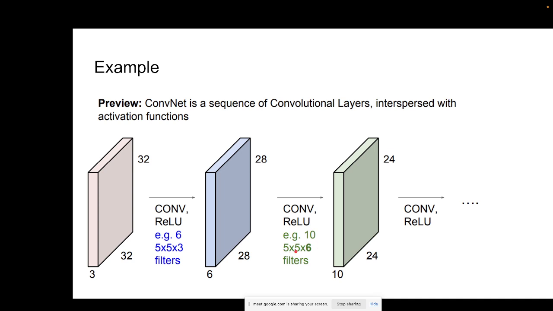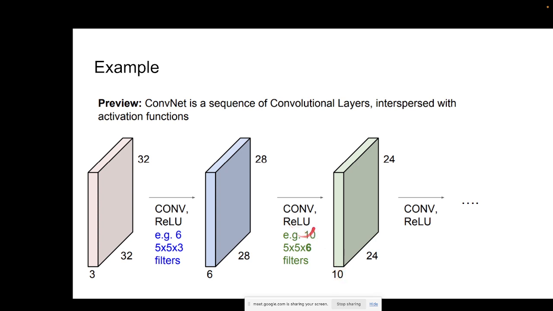So this 5 cross 5, these are in our control. But this third dimension 6 is not. Similarly here we are saying that suppose we will have 10 filters. This 10 is in our control, and because of this operation, what we end up with is a slightly smaller matrix of size 24 cross 24. The number of channels now becomes equal to this.